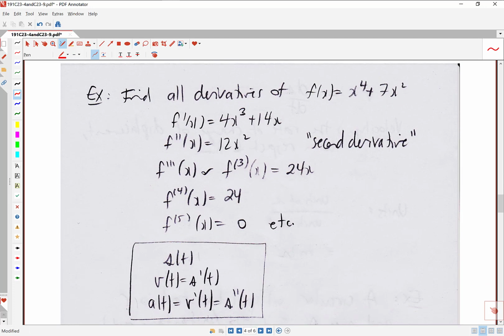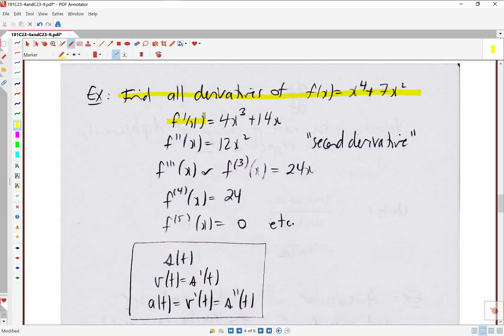So now we're going to get into the second topic that's contained within this video, which is the idea of higher derivatives. And that's going to allow us to talk about acceleration in a bit more detail. So in this example here, we're going to find all the derivatives of this function. And when we say all the derivatives, we mean we're going to find the usual first derivative, so f prime of x. But then we're going to take the derivative of that. We'll call that the second derivative. We're going to take the derivative of that, call that the third derivative, etc. And so you can keep going until you get to 0. And once your derivative becomes 0, then nothing interesting is going to happen after that.